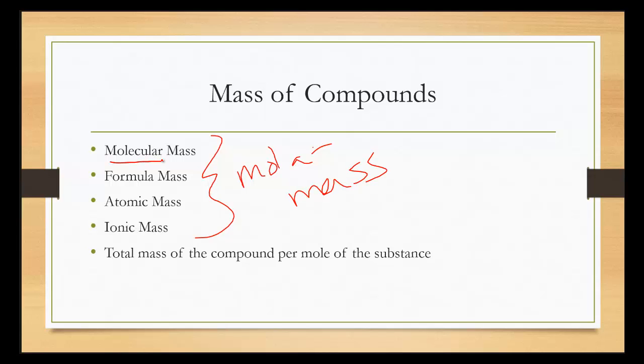So, molecular mass is specifically the mass for a molecule. Formula mass is specifically the mass of a formula unit, so on and so forth. Molar mass is the generic term for all of them. Either way, you're going to be calculating the total mass of the compound per the mole of the substance. And to do this, you're going to be needing the periodic table.